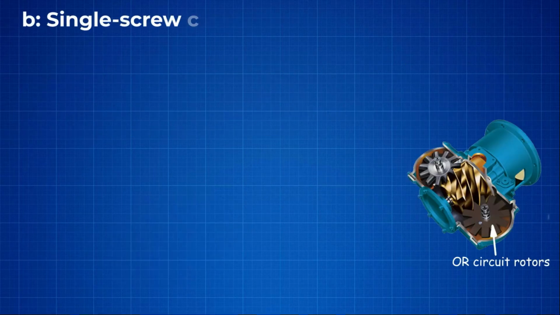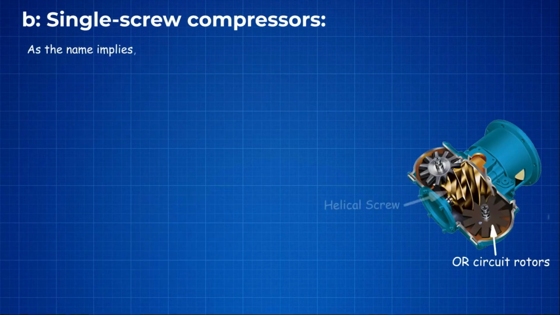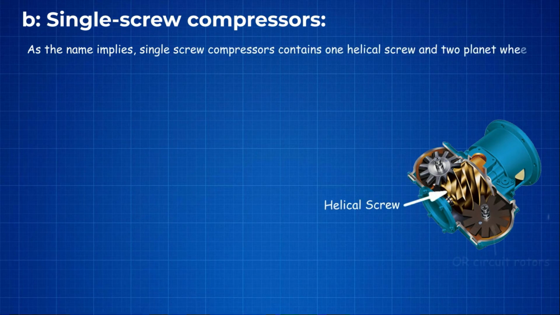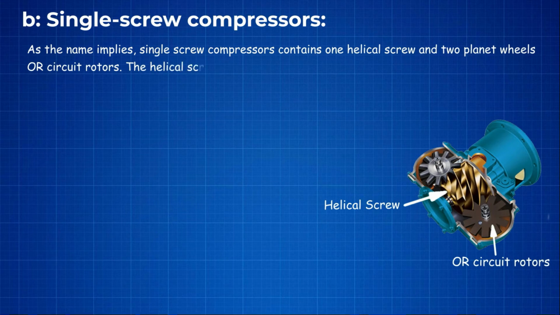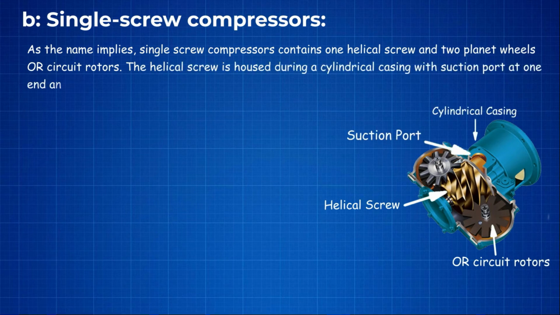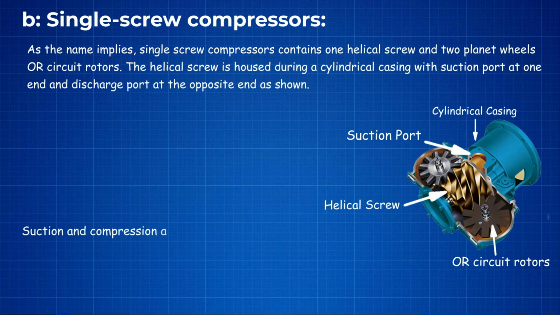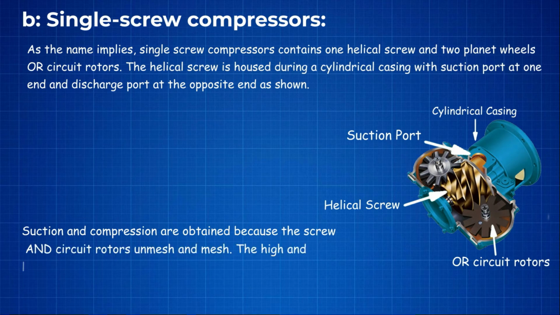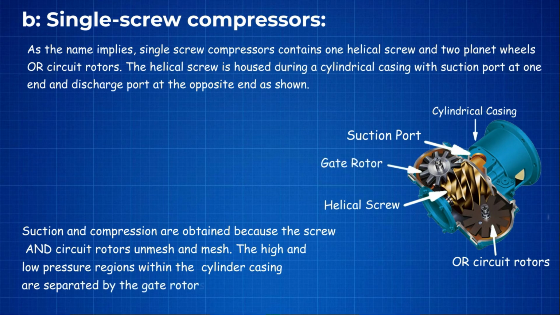Single screw compressors. As the name implies, single screw compressors contain 1 helical screw and 2 planet wheels or gate rotors. The helical screw is housed in a cylindrical casing with the suction port at one end and a discharge port at the other end as shown. Suction and compression are obtained as the screw and gate rotors unmesh and mesh. The high and low pressure regions within the cylinder casing are separated by the gate rotors.